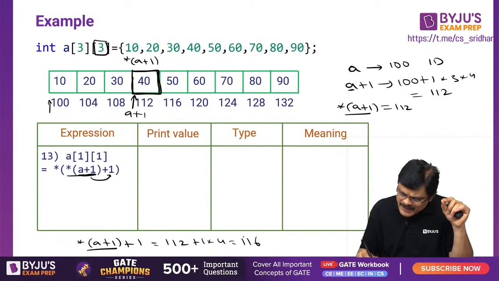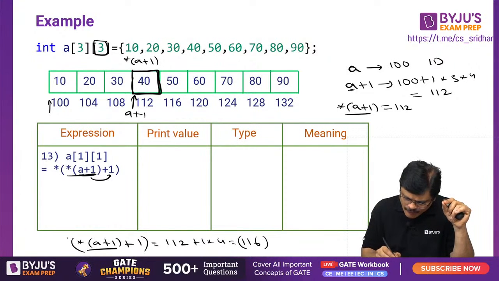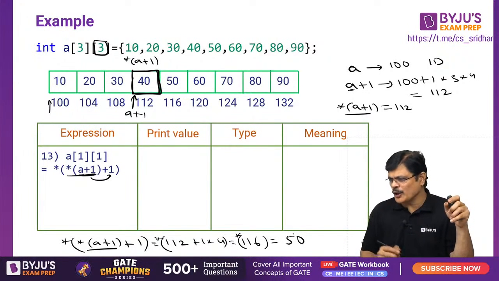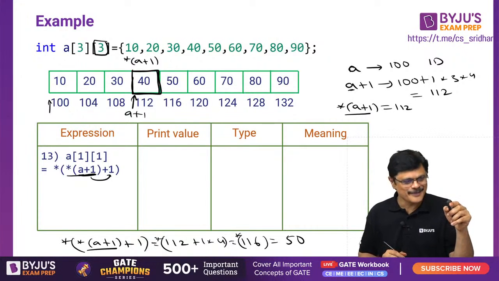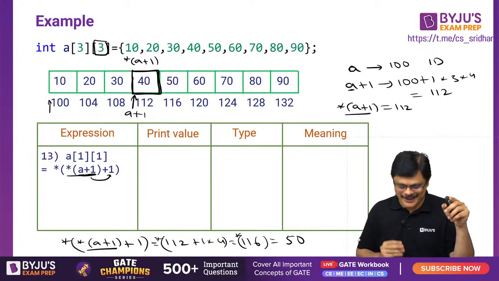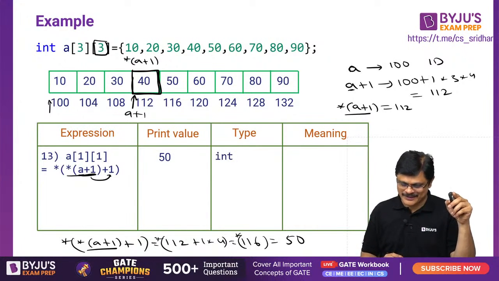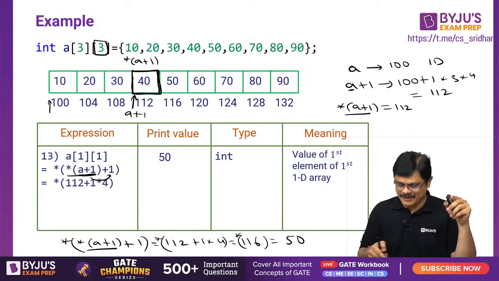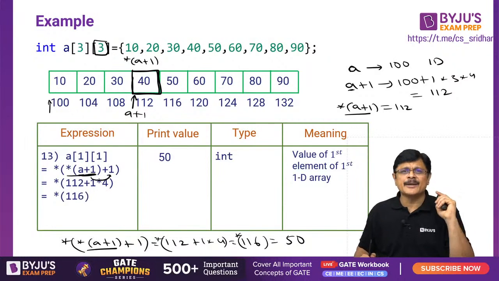Now star of this means value at this address. What is the value at 116, sir? 50 will be printed. Oh, you people already gave the answer. You don't need my discussion here. I think you already understood that. Value of first element of first 1D array, my dear friends. So the same story I gave, what I explained, the same story is here. You just understand that particular idea.